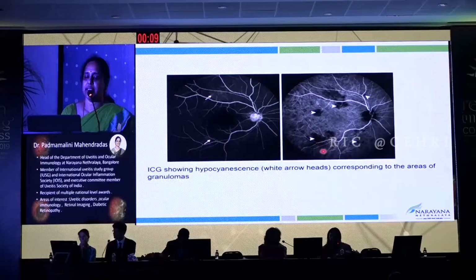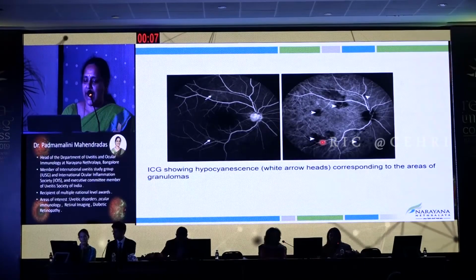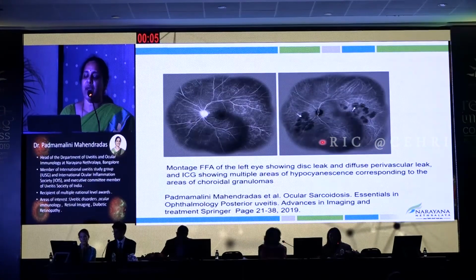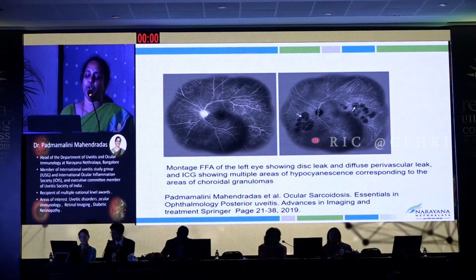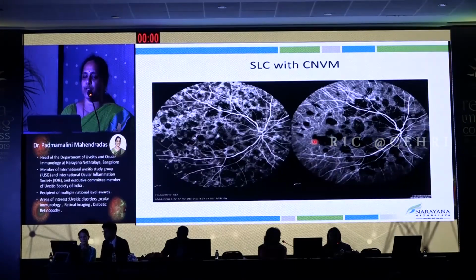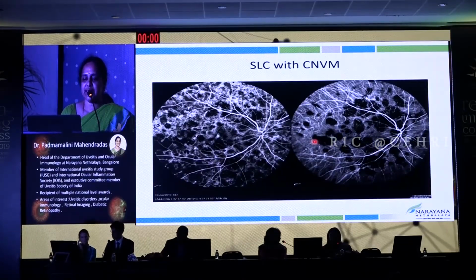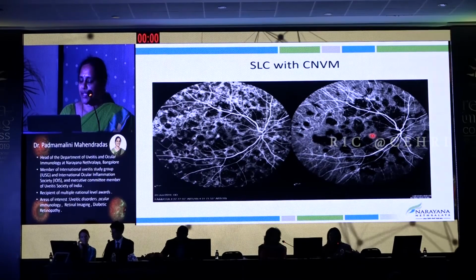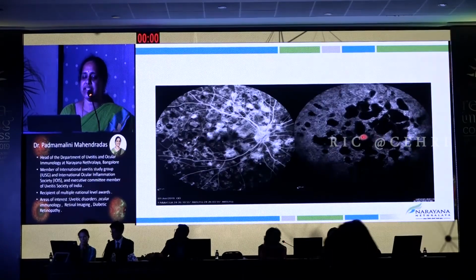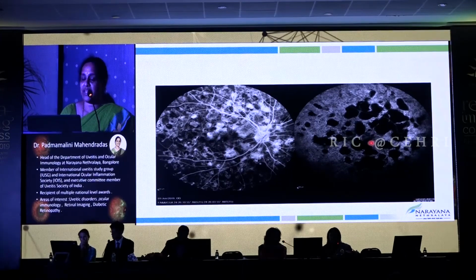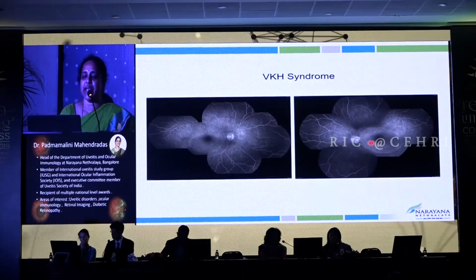Next, we'll move on to stromal choroiditis. Here is a case of sarcoidosis showing hypofluorescent granulomas. In the late phase, this hypofluorescence is well enhanced. This montage shows FFA and ICG with the presence of choroidal granulomas in a case of sarcoidosis. Here is a case of serpiginous-like choroiditis with CNVM, showing early hyperfluorescence which increases in the late phase, suggestive of a CNVM, which was confirmed by other imaging modalities.